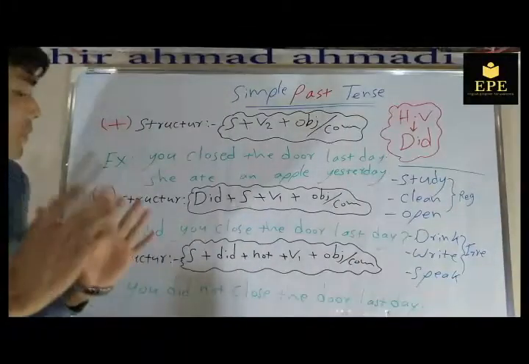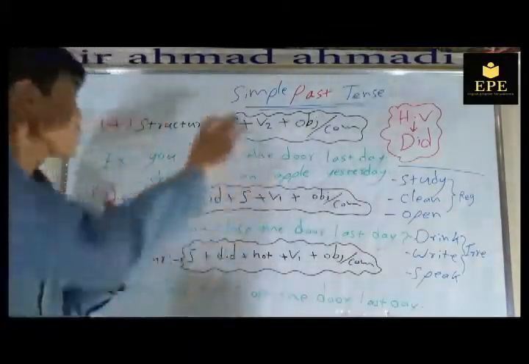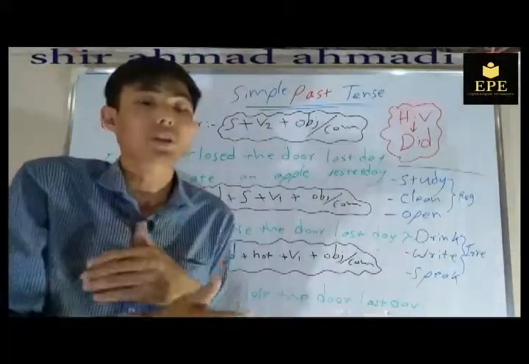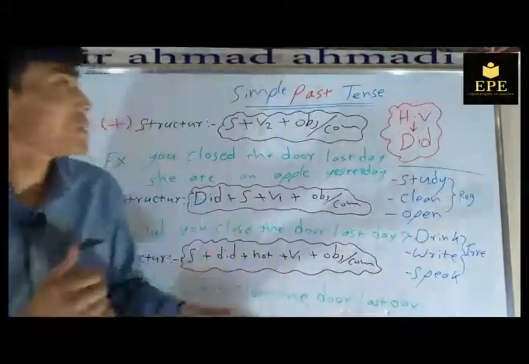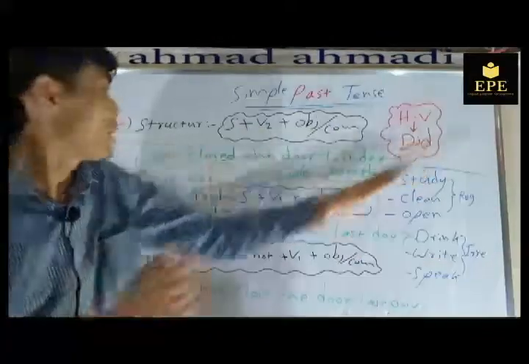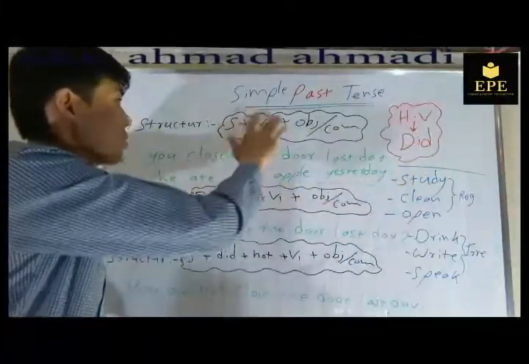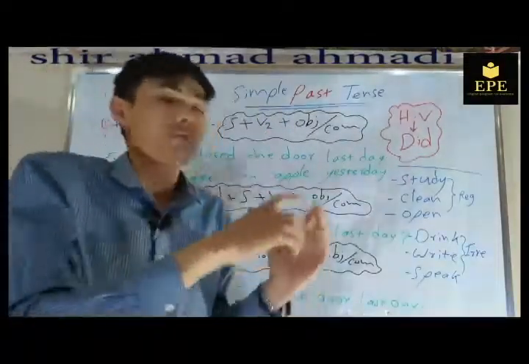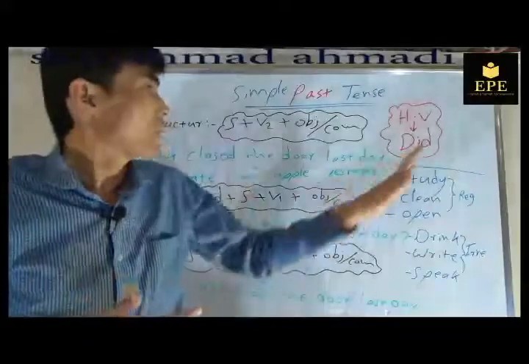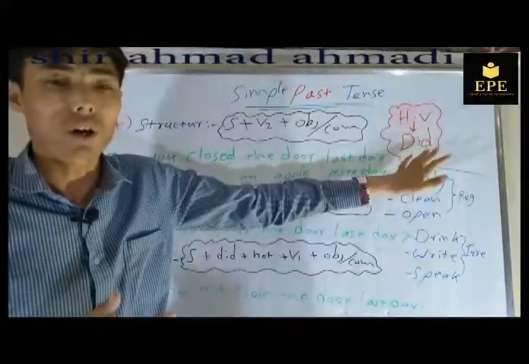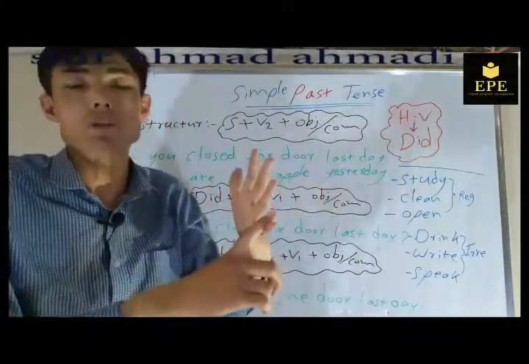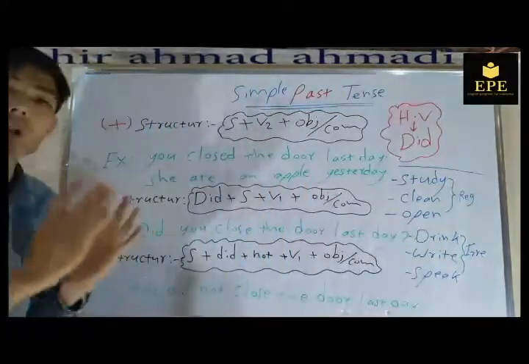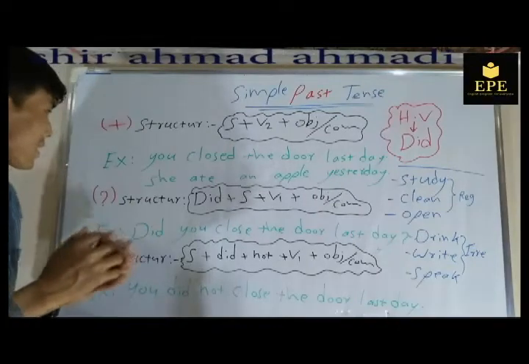So don't forget, if we want to change the positive sentence to the negative and also interrogative or question forms, we just use the helping verb did. This is the positive sentence or positive structure. If we want to change a positive sentence to the negative or question form, we just use did, both for question and for negative form. I give you the structure and also the sentences here.